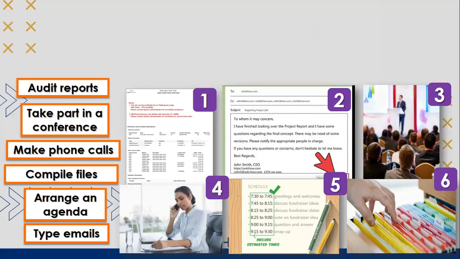All right, number three. Take part in a conference. Take part in a conference, exactly. When you are invited as a guest to, well, to talk, to describe, okay, to give a talk, to give a speech in a conference, right? Number four. Make phone calls. Make phone calls, right? Exactly. Number five. Arrange an agenda. That would be arrange an agenda. Okay, greetings and welcome, and so on. Everything that is going to happen in an event, of course. Fine. And number six.